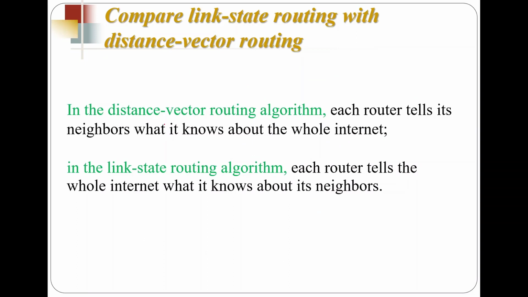So now we can understand the difference. In the distance vector algorithm, each router tells its neighbors what it knows about the whole internet. In the link state routing algorithm, each router tells the whole internet what it knows about its neighbors. So you can easily understand this. This is very important.